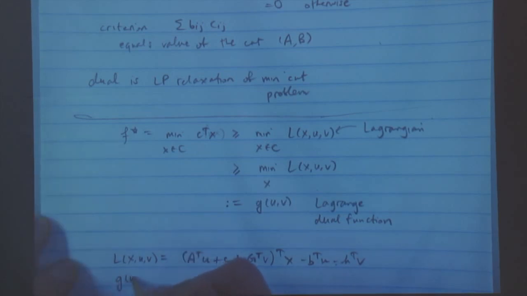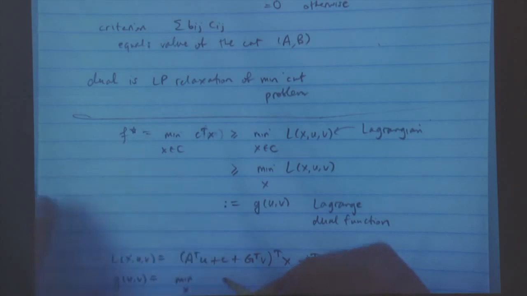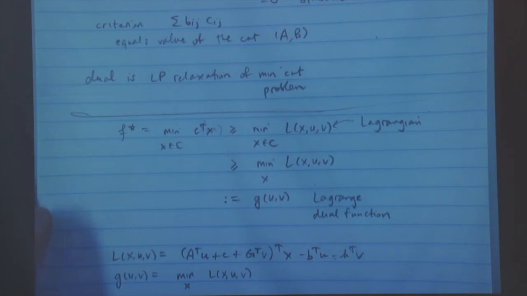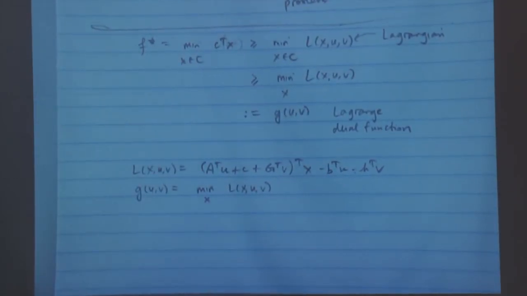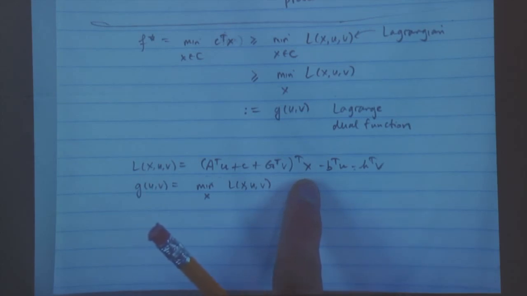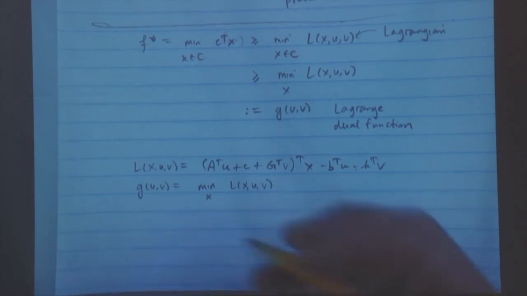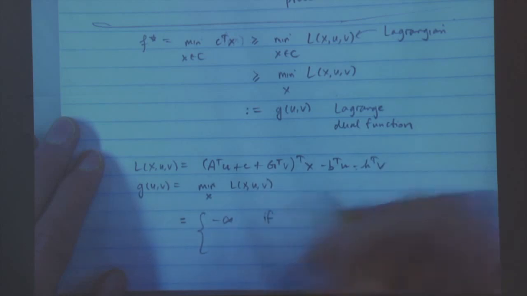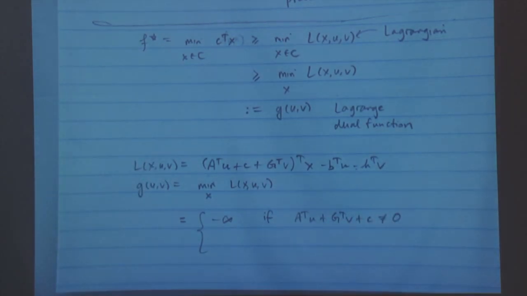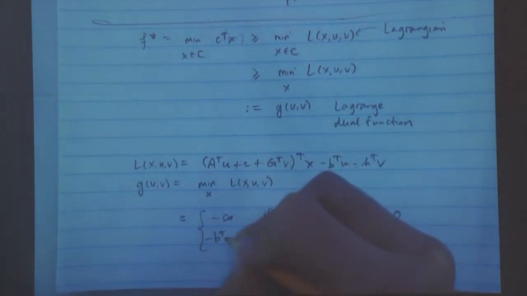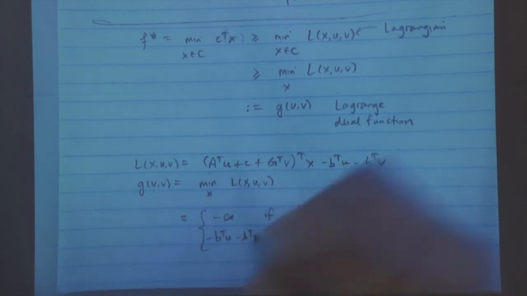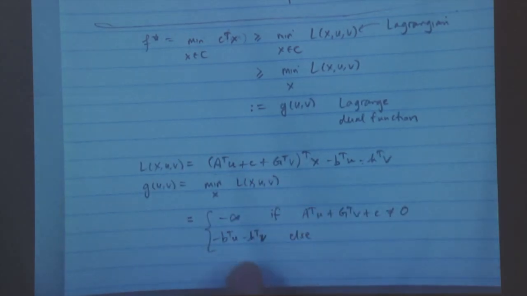The Lagrange dual function is going to be equal to the minimum of this over all x. And we know that for any u and v, with u being anything and v being non-negative in every component, it serves as a lower bound on the primal criterion. What is that? Well, first of all, what happens if A transpose u plus c plus G transpose v is not equal to 0? Then we're asking to minimize a linear function with no constraints, so the minimum is just minus infinity. So it's minus infinity if A transpose u plus G transpose v plus c is not equal to 0. Otherwise, it's equal to minus b transpose u minus h transpose v.